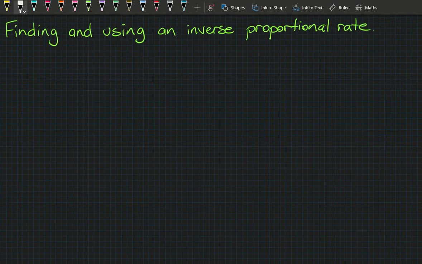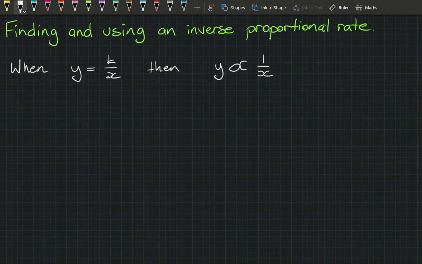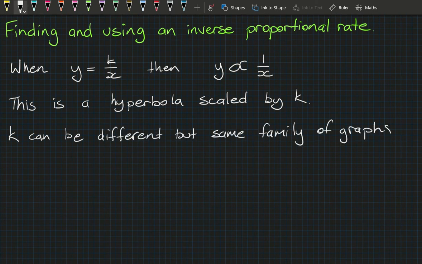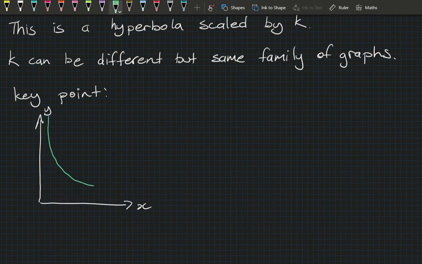When y is equal to k on x, then we say that y is proportional to 1 on x. This will create a hyperbola that is scaled by k, and just like the direct variation rules, k can be different, but we're going to end up with the same family of graphs. So let me demonstrate the key point to this by drawing the graph y equals k on x.